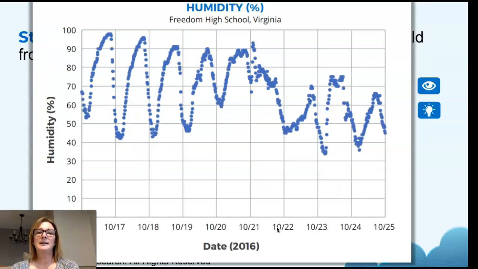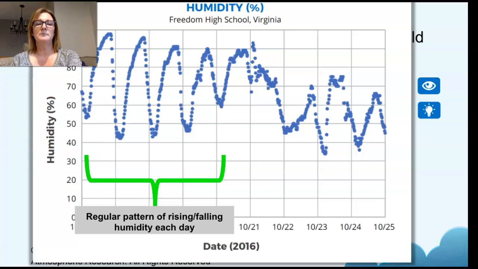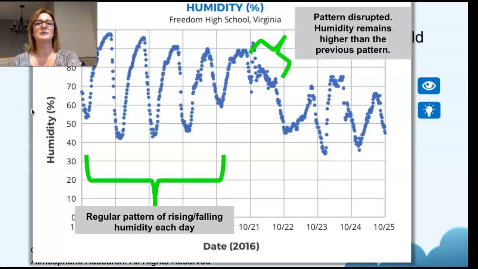And then moving on to humidity, the graph covers the same time span here, but now we're looking at the humidity in the air. So again, just starting by observing the trends on the graph, I notice that we have a regular pattern of rising and falling humidity each day. And then there seems to be a disruption to the pattern. So what's happening here is instead of the humidity decreasing like it had done in the previous several days, it sort of gets stuck up high here. So we have this higher humidity with respect to what we would have expected.